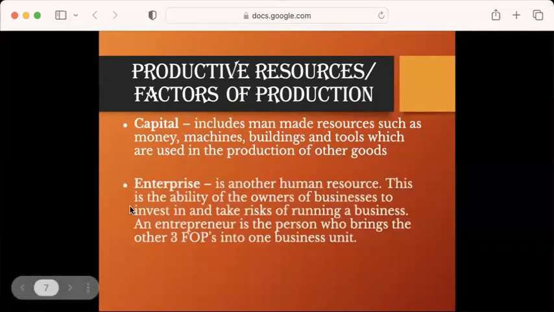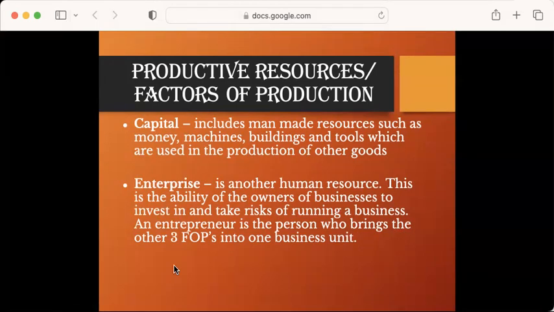And finally, we have another resource called entrepreneurship, entrepreneurs, or enterprise. This is a human resource, but this is not to be called labor, because labor means people who work for a business. But an entrepreneur is a person who sets up a business, who runs a business, who manages a business. Now, these are people who invest their money, who invest their time and everything to bring the other three factors of production, that is land, labor, and capital, into a business unit.